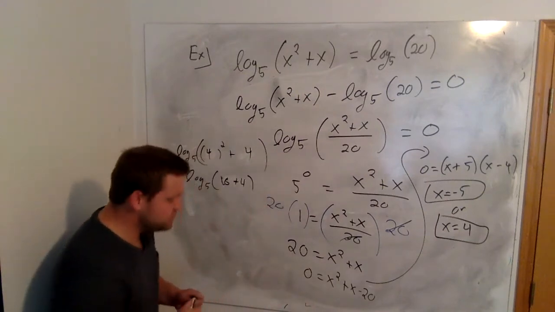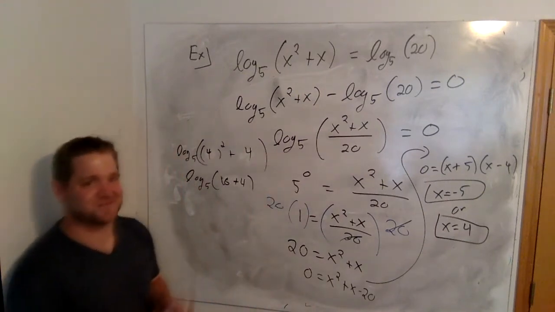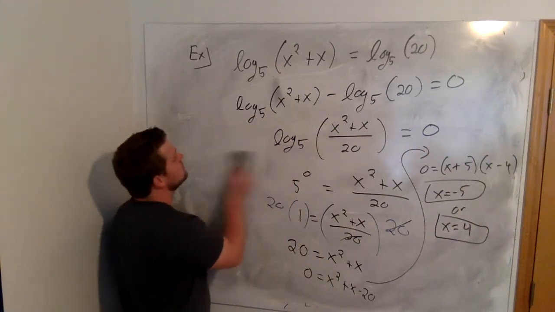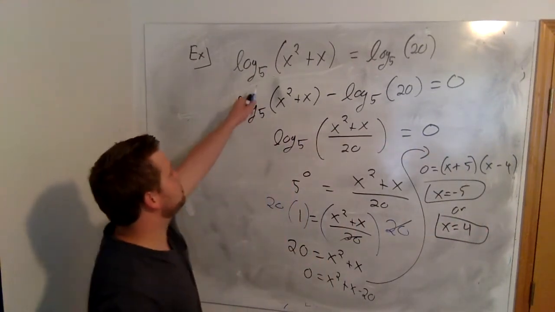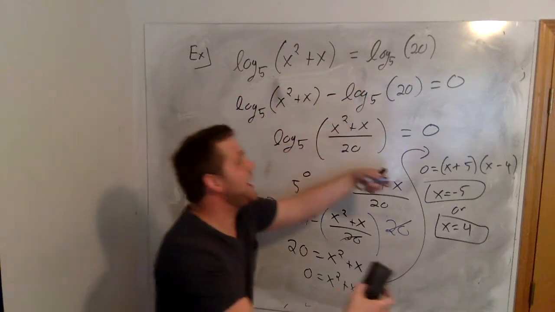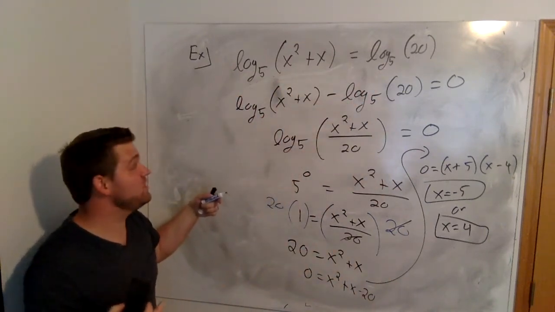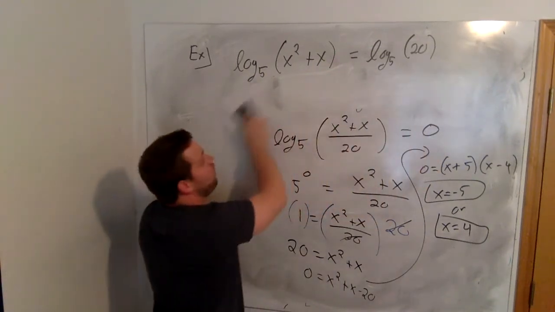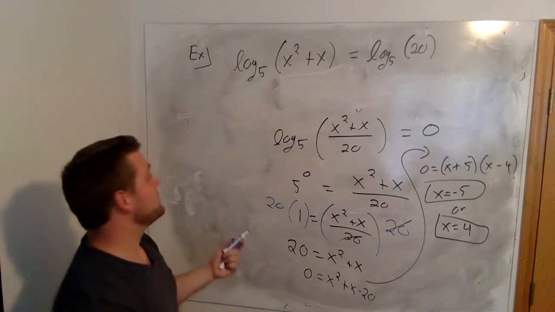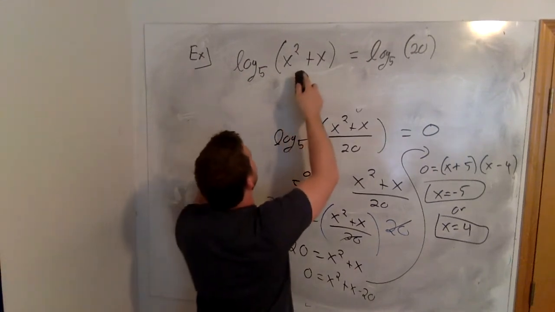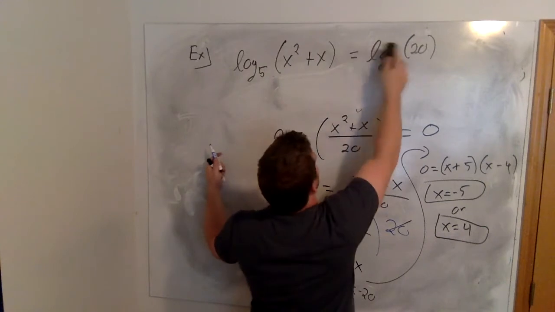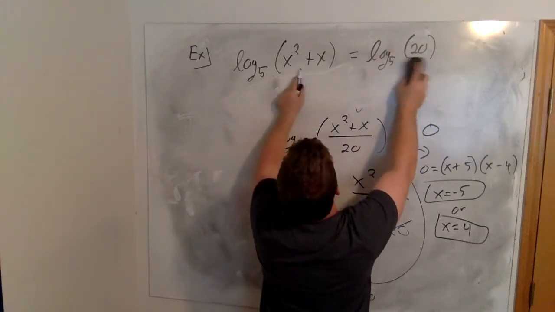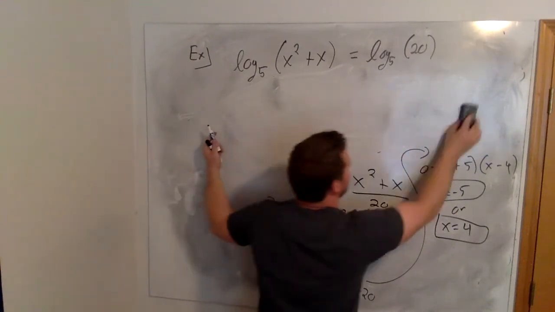For this particular problem, I wouldn't say that this is the slickest way to solve it. Notice here that because they're both log base 5, we didn't actually have to move them both to one side of the equation. It's almost like we're dropping the base. If I have log base 5 of something equal to log base 5 of something else, it seems reasonable that what's inside of them should be equal to one another. Yeah, that'll be true.